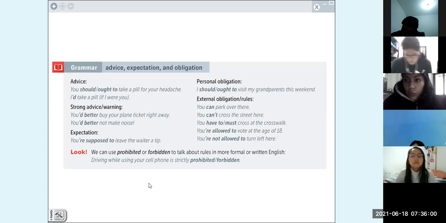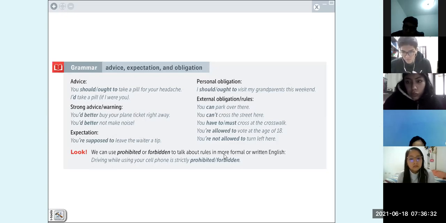Okay, very good. And we have these two verbs that we can use too: prohibited or forbidden, to talk about rules in more formal English, or written English. For example, driving while using your cell phone is strictly prohibited, or is strictly forbidden. Está prohibido. Okay, entonces las dos palabras significan exactamente lo mismo.